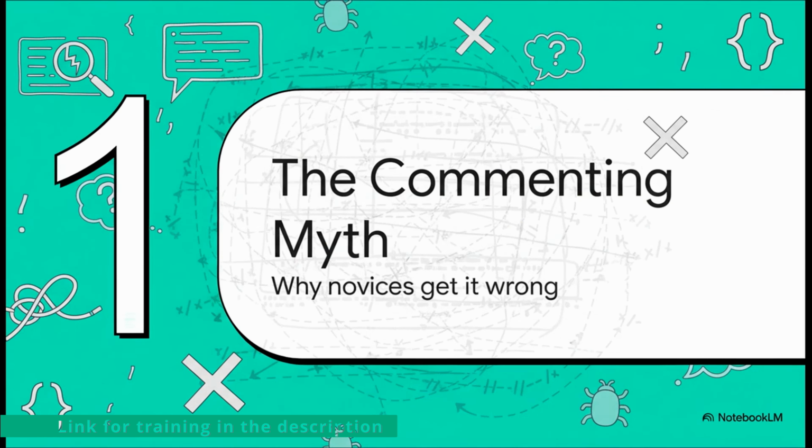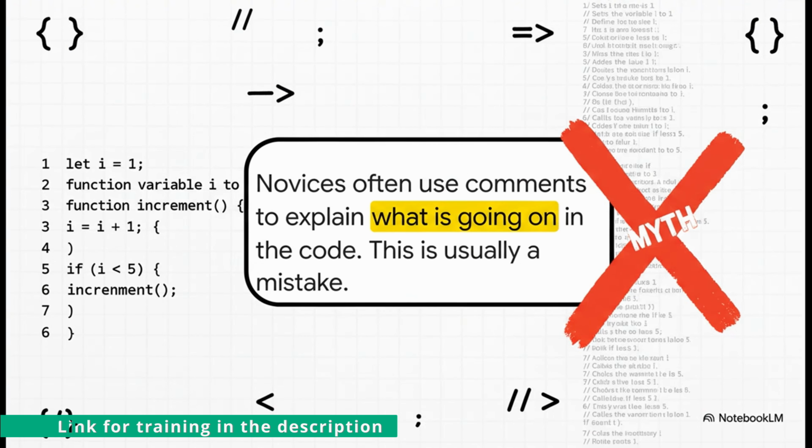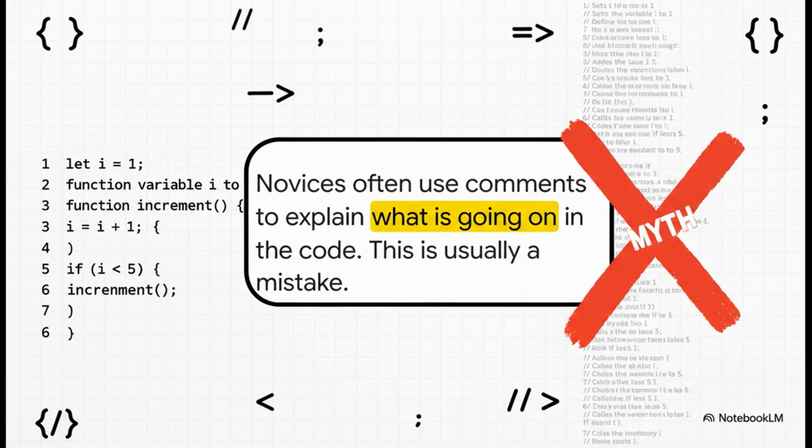Okay, first things first, let's tackle this big commenting myth, a trap that honestly most of us fall into when we're starting out. This idea that you need to leave a little trail of breadcrumbs explaining every single line of code. It comes from a good place, right? You want to be helpful. But, as we're about to see, it's often a sign that something else is wrong.